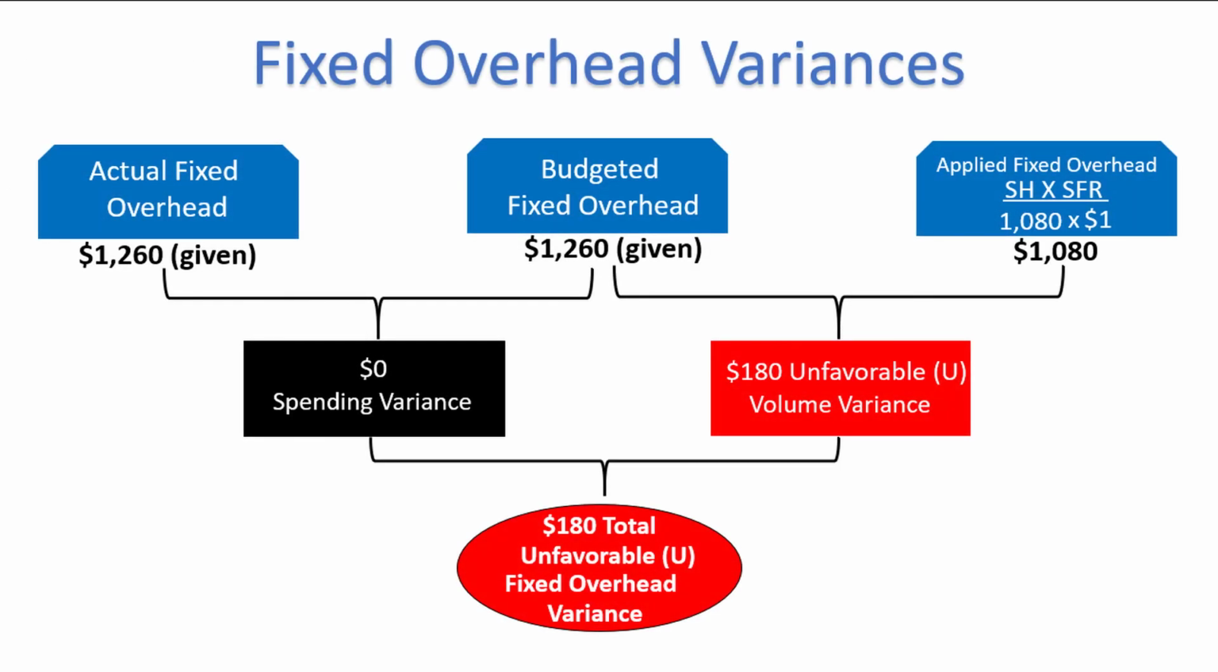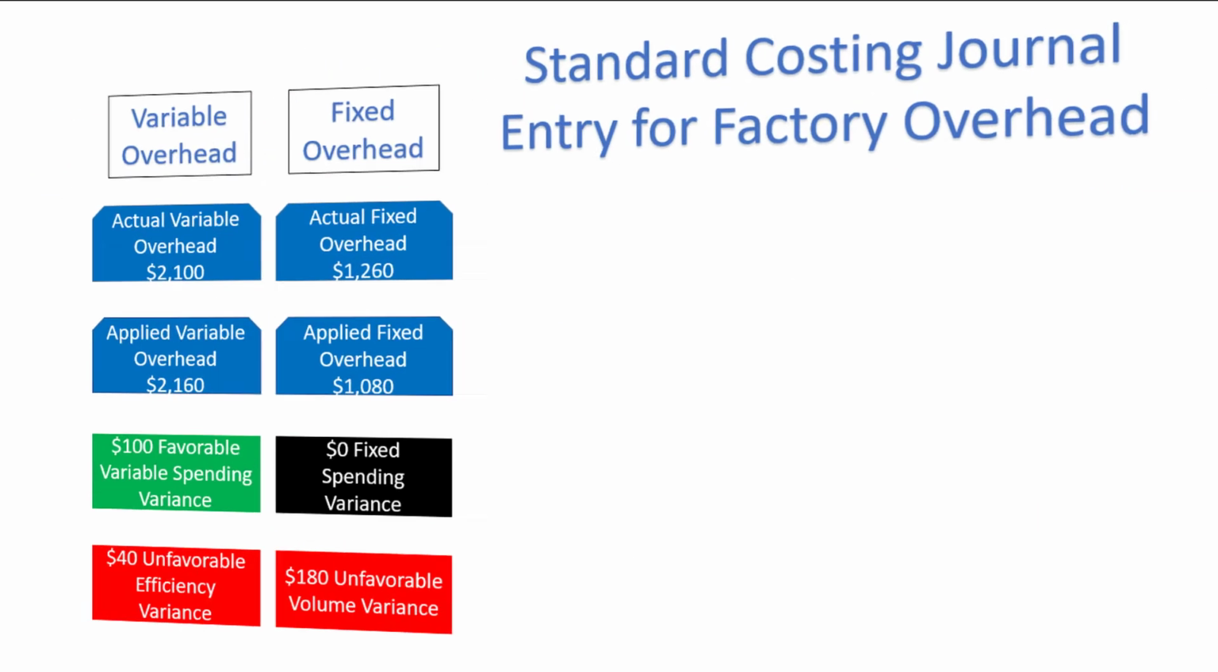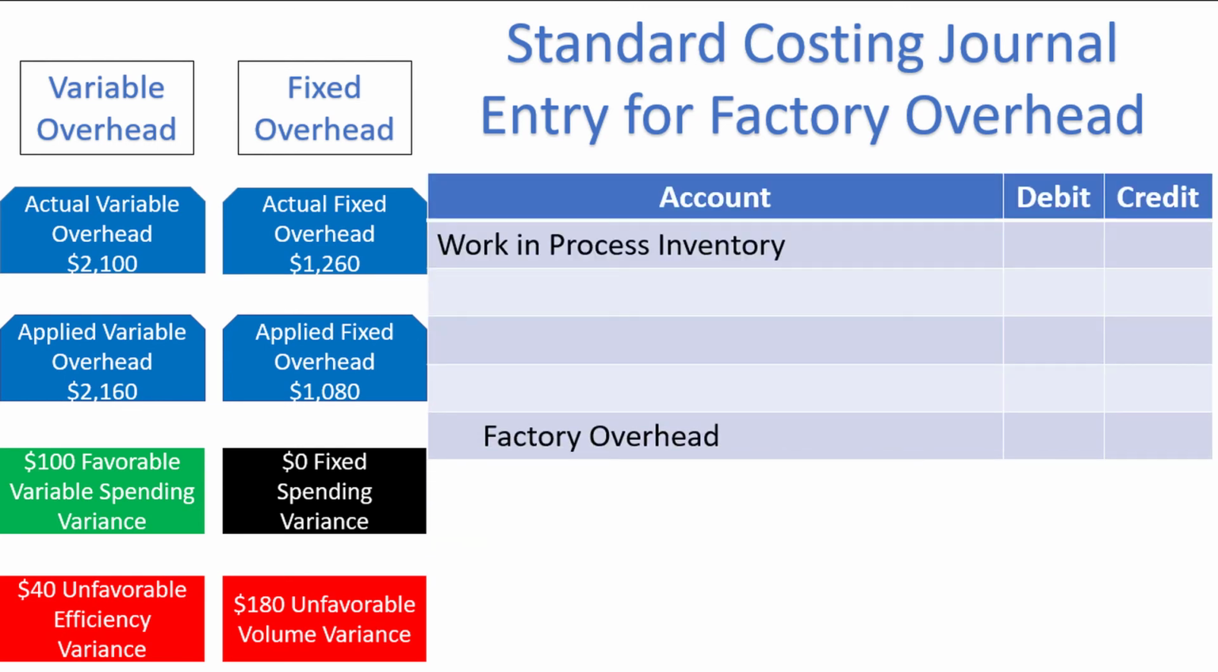Here's the table that we made for the fixed overhead variances. We need the actual fixed overhead, the applied fixed overhead, as well as the spending and volume variances, which we will list along with our variable overhead values. The entry you may be familiar with for applying overhead to jobs is a debit to work in process and a credit to factory overhead.